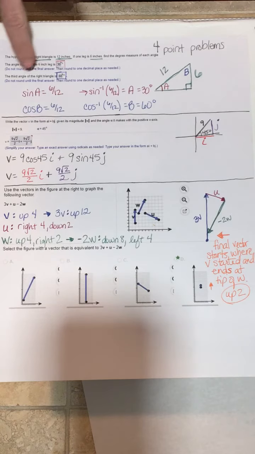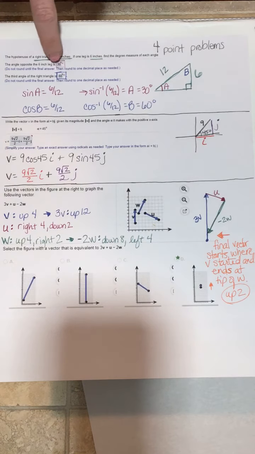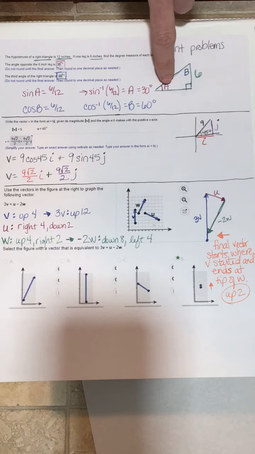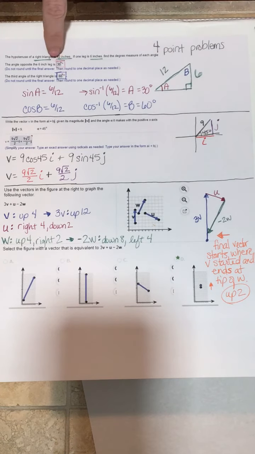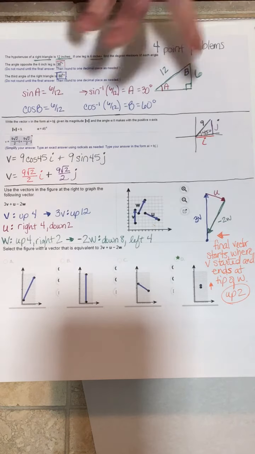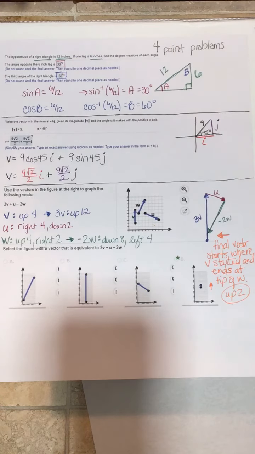Then I just read these carefully to see which angle I put where. It says the angle opposite the 6-inch leg. So if my 6-inch leg is opposite, I had said that was A. So I find A, and it's 30 degrees. The third angle of the right triangle, and guys, we didn't even have to do this. If we had 90 minus 30, we could calculate 60 and didn't even have to do the cosine, but this last angle is going to be 60 degrees.